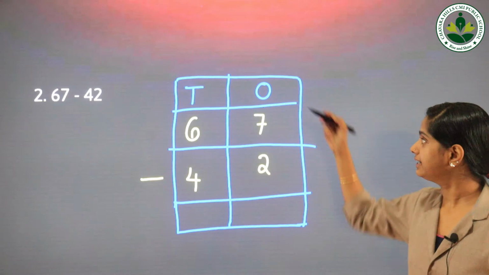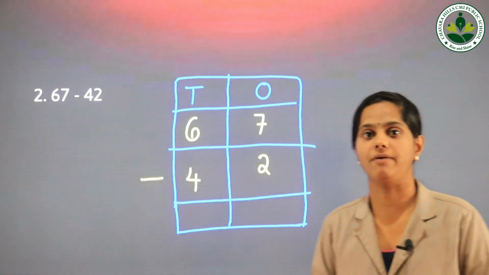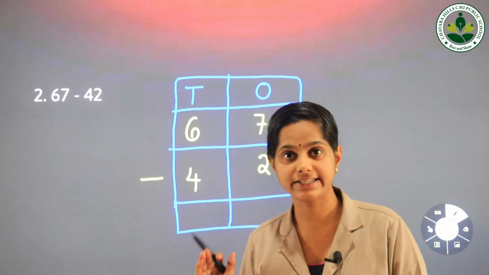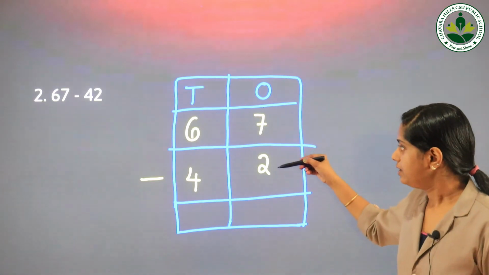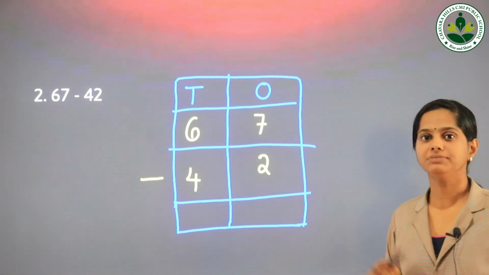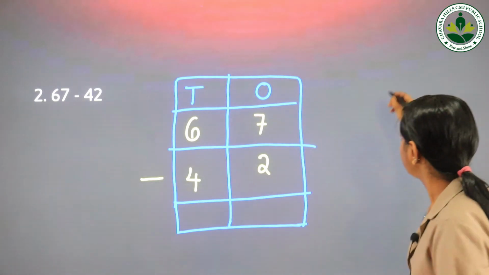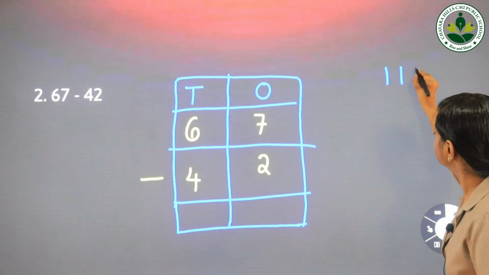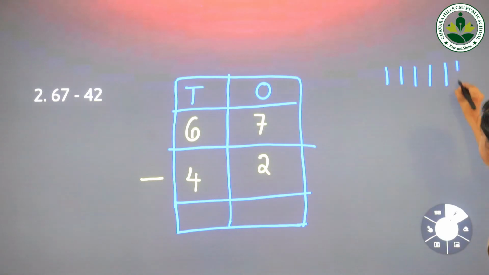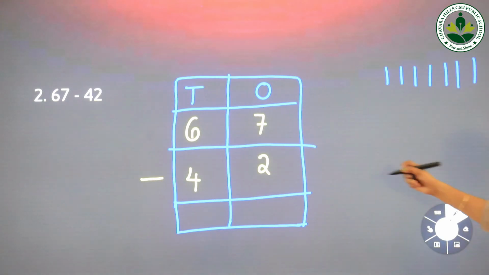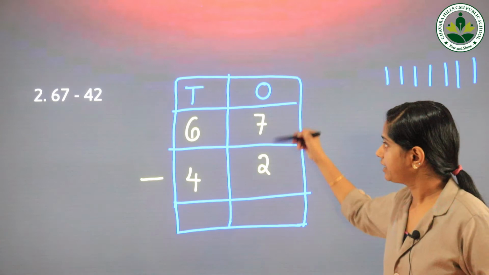First step, subtract the digits in the ones column. So, subtract 2 from 7. Look here: 1, 2, 3, 4, 5, 6, 7 sticks. We can subtract 2 from 7.